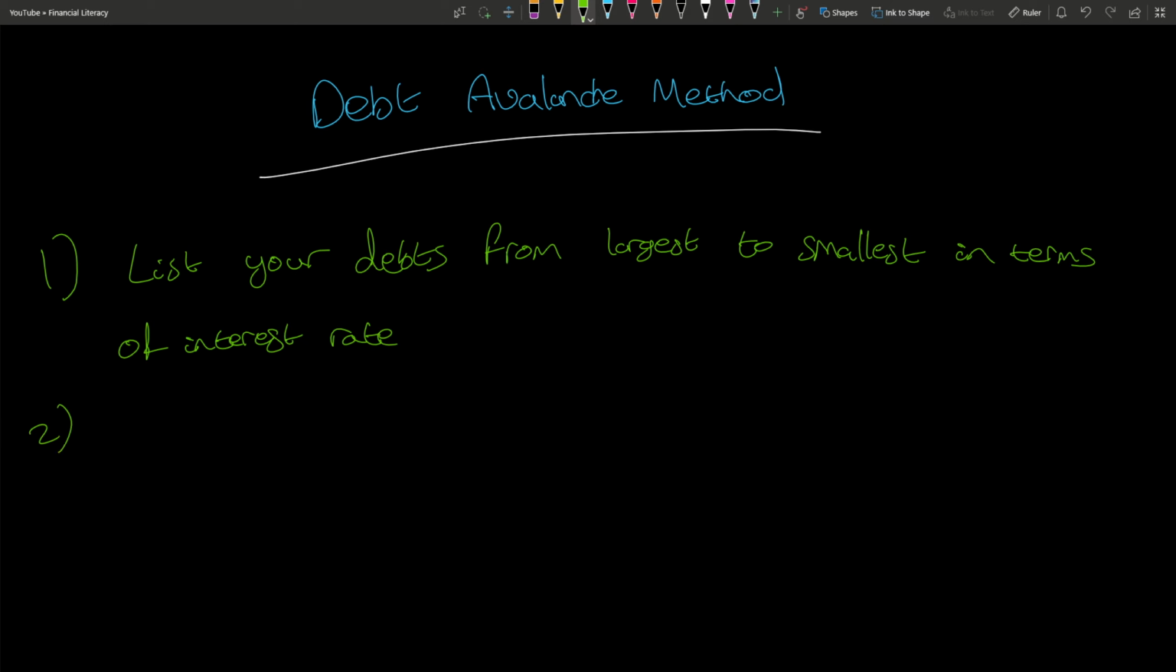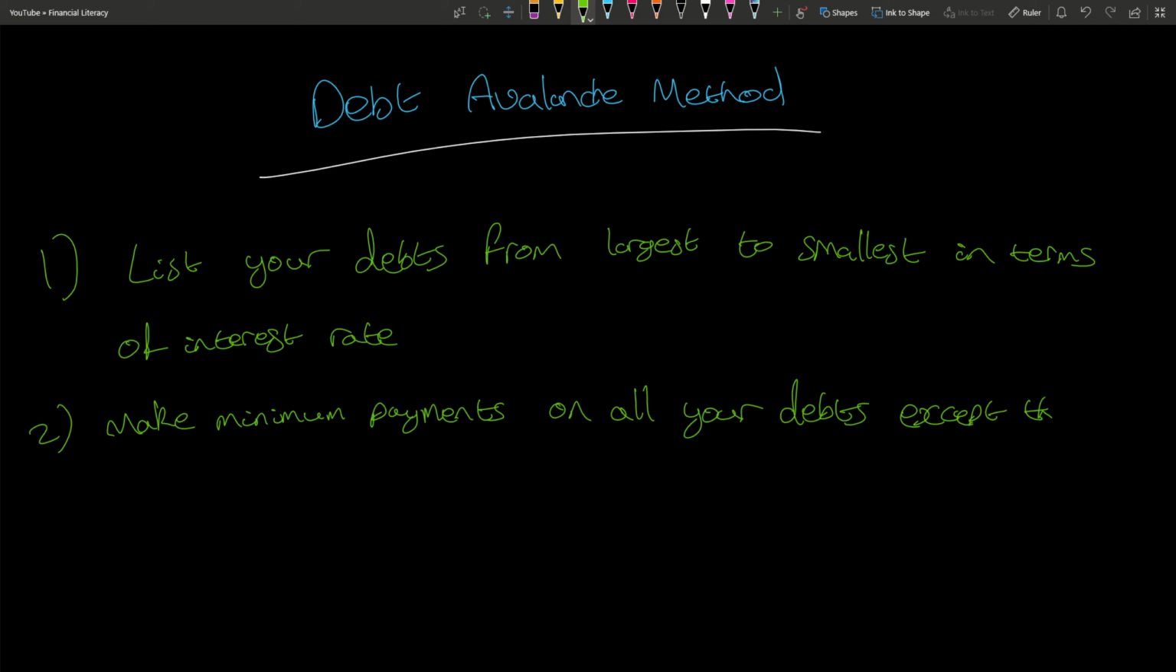Step two is to make minimum payments on all your debts except the largest. The largest meaning the largest interest rate.